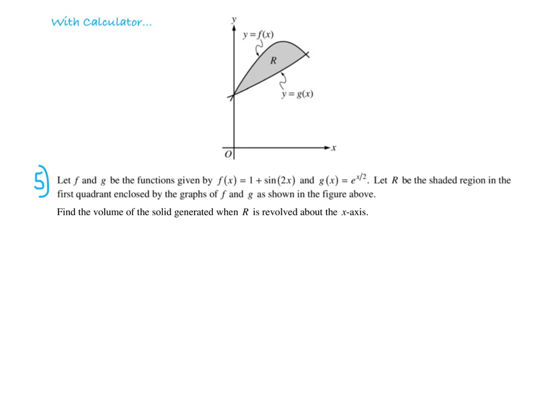So let f and g be the functions given by, and give you the equations for f and g. Let R be the shaded region in the first quadrant enclosed by the graphs f and g as shown in the figure above. Find the volume of the solid generated when R is revolved about the x-axis.